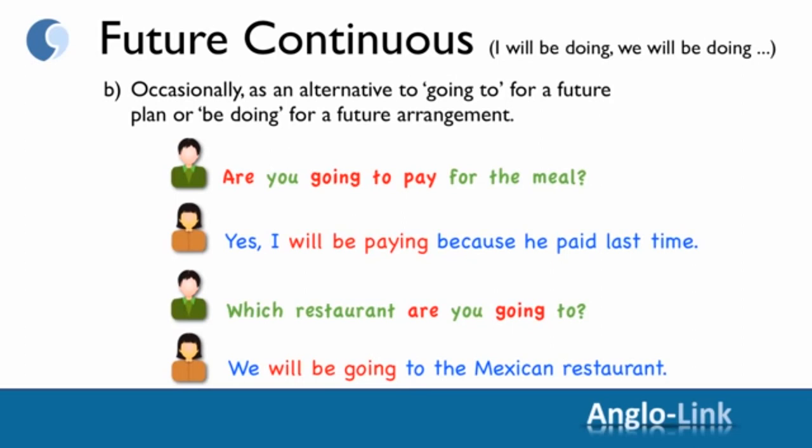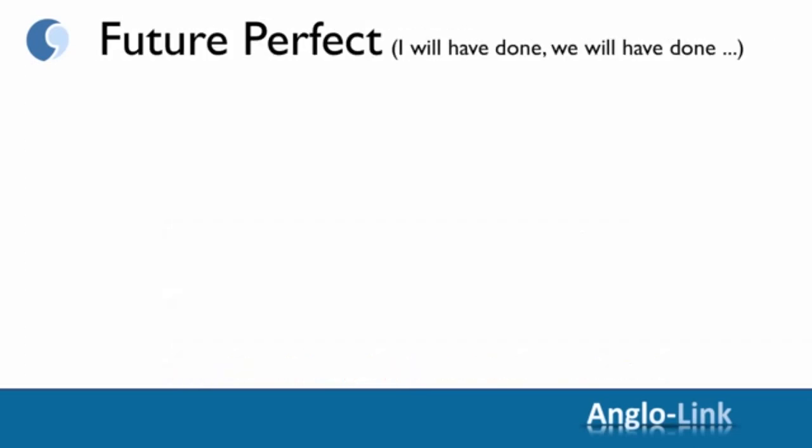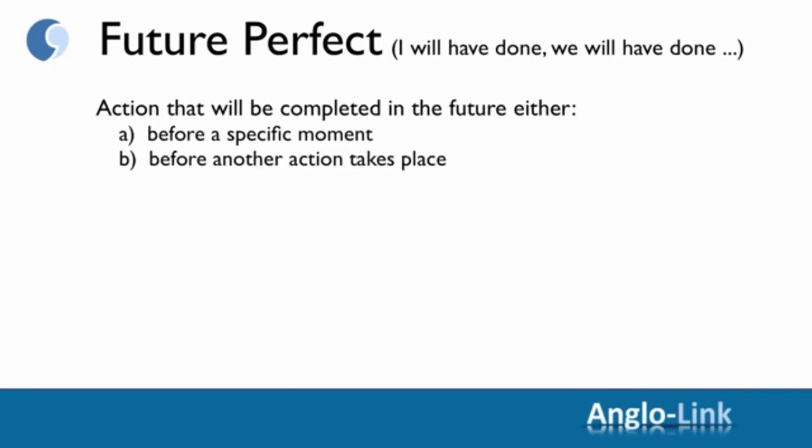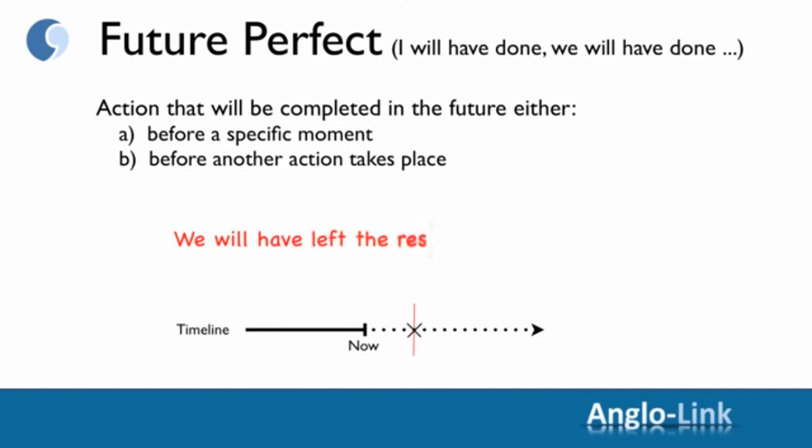Right then, moving on to the next future tense, future perfect. I will have done, we will have done, etc. As you know, this refers to an action that will be completed in the future either before a specific moment or before another action takes place. Let's look at the timeline. We will have left the restaurant by midnight.